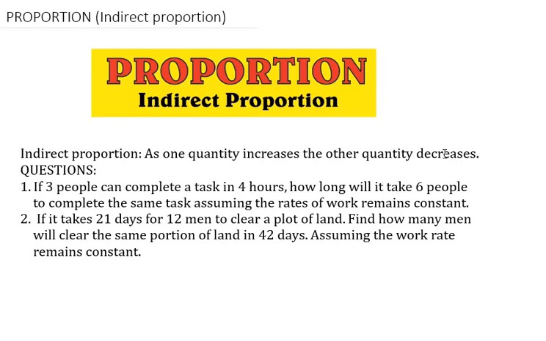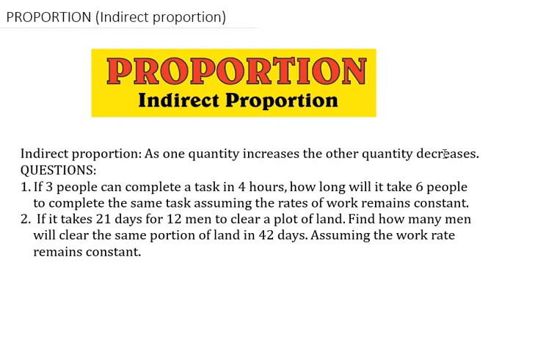Now, if more people share a task, it will be done in less time. That is, if you have a task to perform, if more people put hands to do it, that means the time to perform that task will reduce. That is an indirect proportion.